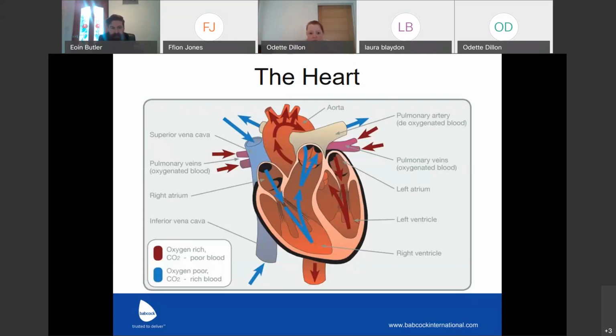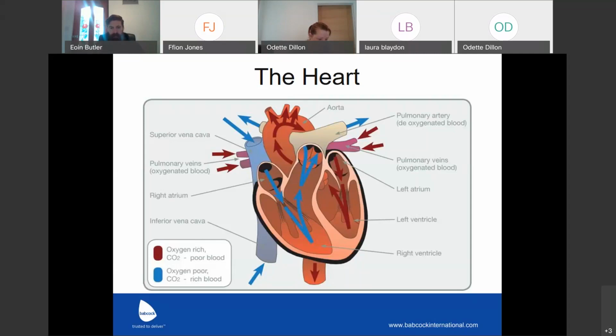The superior vena cava and inferior vena cava bring deoxygenated blood to the heart. With the blood in the right atrium, the tricuspid valve will open, allowing blood to flow from the right atrium into the right ventricle. The right ventricle will then pump blood out through the semilunar valve, the pulmonic valve. The pulmonic valve will open up, allowing the right ventricle to pump deoxygenated blood out through the pulmonary artery to the lungs.